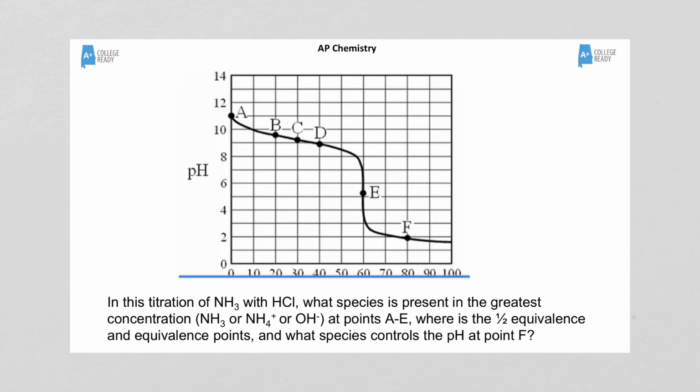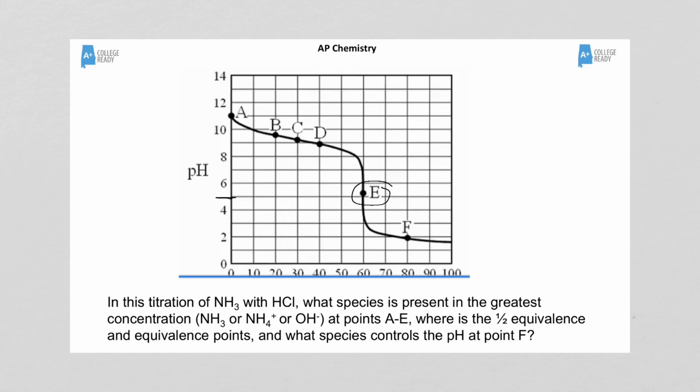So here's a titration where it's flipped around. Now we have a weak base titrated with HCl. Now you're told that, but again, if I look at the equivalence point, I notice that it's acidic. And again, it's because, and I'm asking a question in just a second, but we'll look at why it is. So it says, in this titration of ammonia with hydrochloric acid, what species is present in the greatest concentration at points A through E?